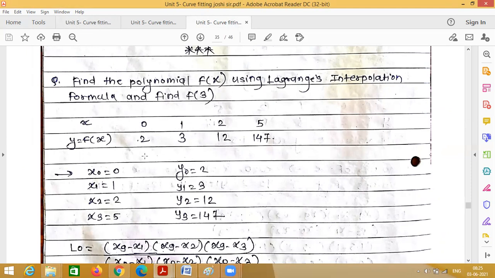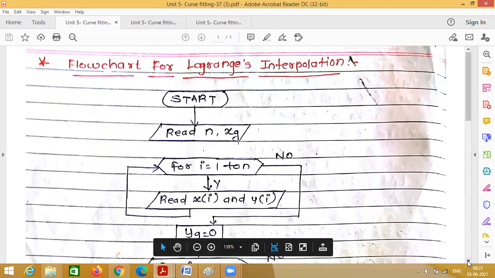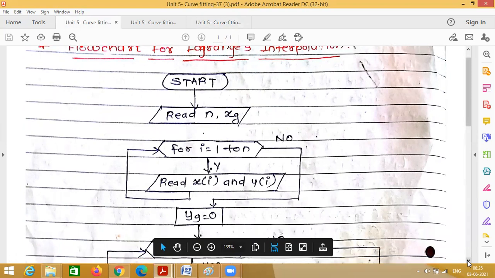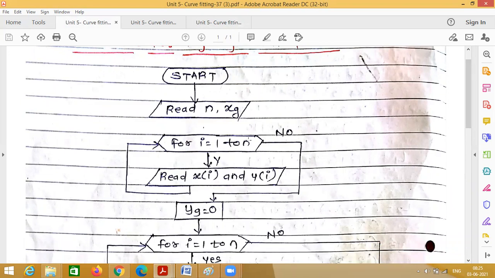We can take the help of looping here. You can use a for loop. So I am defining for i is equal to 1 to n. We need to enter the values of x and y, from the first reading to the n-th reading. Here a total of 4 readings are there. So we can enter the values of x and y as x0, y0, x1, y1, x2, y2, x3, y3. The purpose of this loop is just to enter the xy readings.